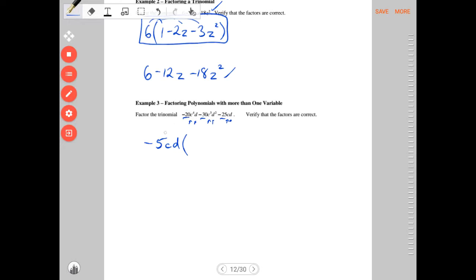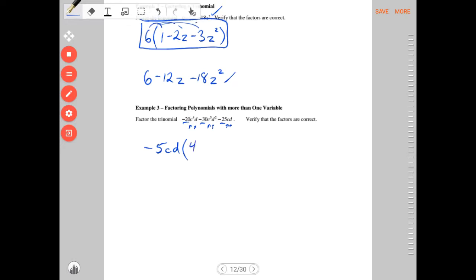Negative 20 divided by negative 5 is positive 4. I had 4 C's, I took 1 out, so that means I've got 3 C's left. I had a D, I took 1 out, so now there's no more D's. So that first term is done. Now we go to negative 30 divided by negative 5, and that is positive 6. C cubed divided by c is just c squared. D squared divided by d is just d. There were 2 d's, you took 1 away, so now there's 1. So that's it for the second term.